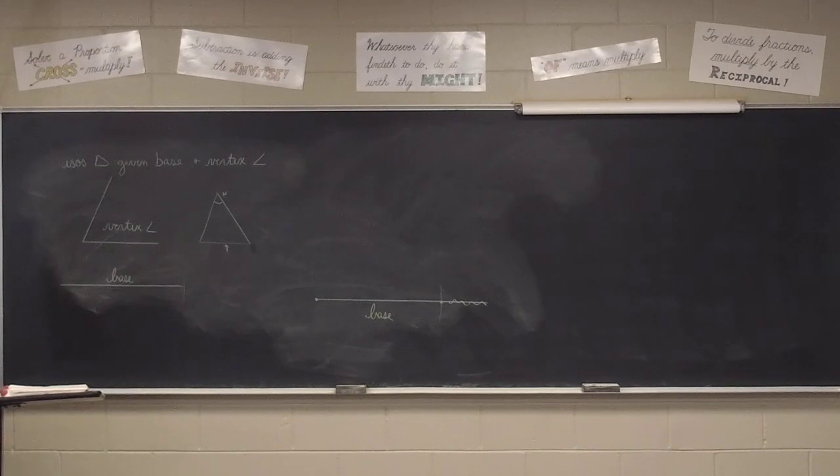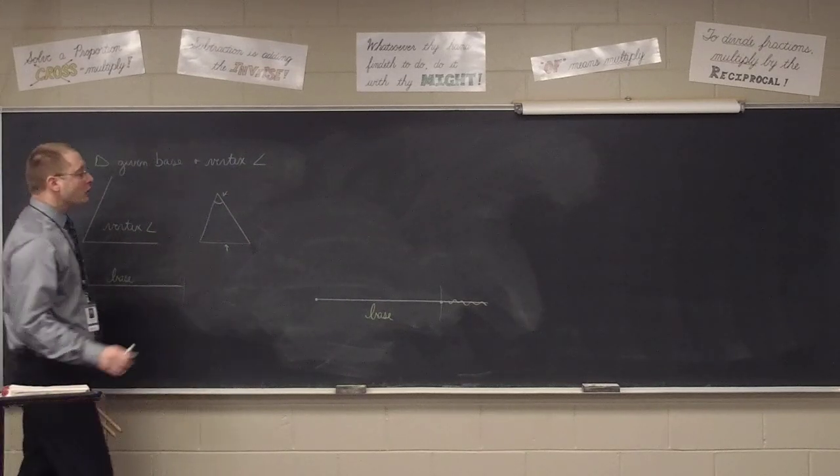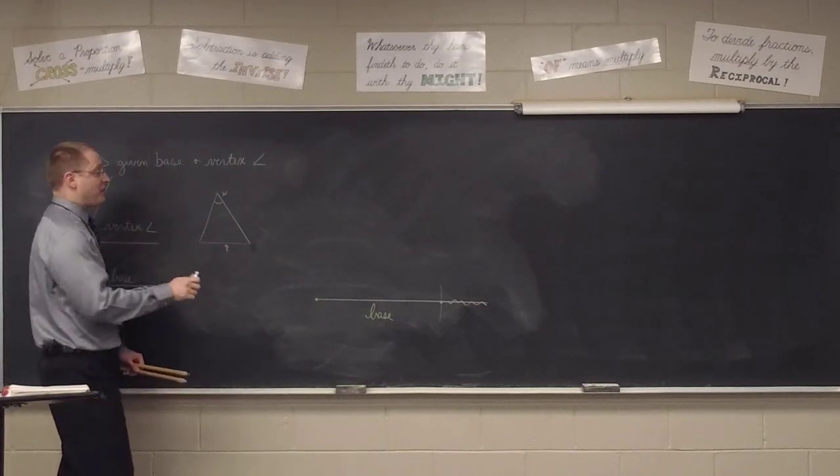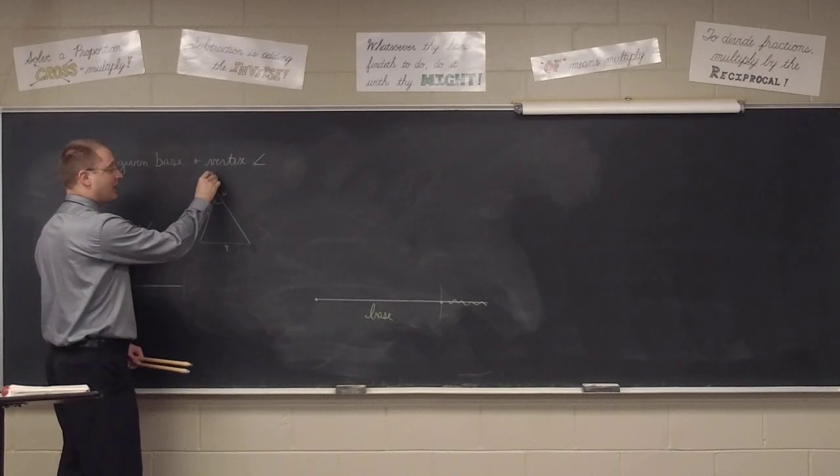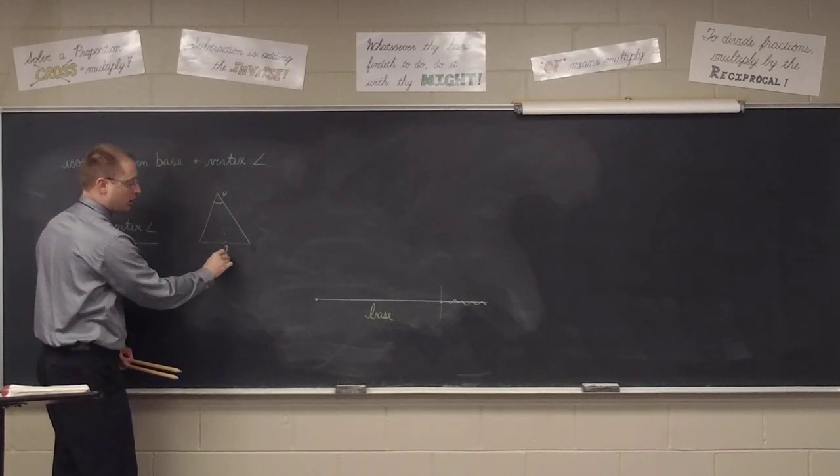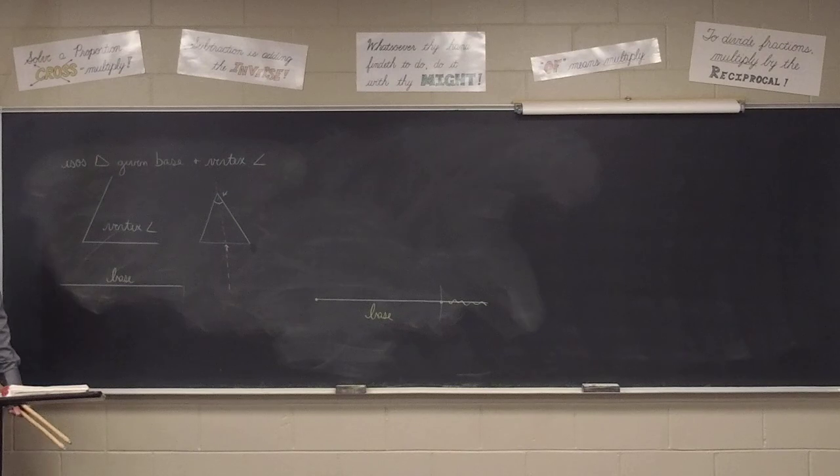Well, here's where we have to think back. What do we know about this figure? What do we know, for instance, about the vertex angle? Could we make an altitude? Perpendicular bisector. Okay, we do know that this point has to lie somewhere along the perpendicular bisector. That would be a locus for us.